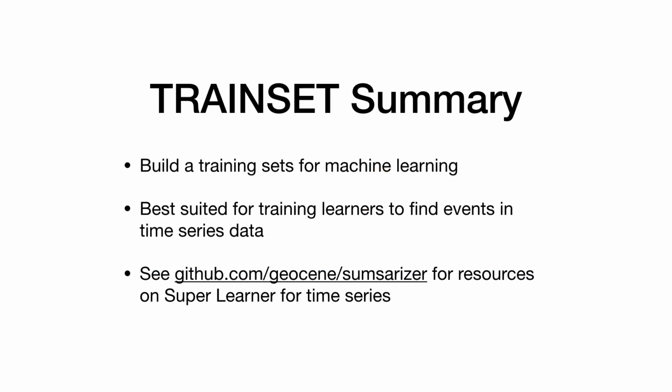In summary, using TRAINSET, you can build a training set for machine learning. TRAINSET is best suited for applications where events need to be identified in time series data. If you would like to learn more about building machine learning algorithms for event detection in time series, please see Geocene's documentation on Sumsurizer. Sumsurizer is an open-source library to facilitate application of ensemble machine learning, also known as superlearning, to time series data.